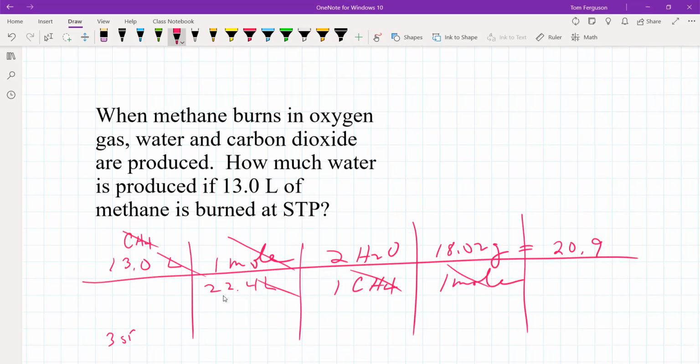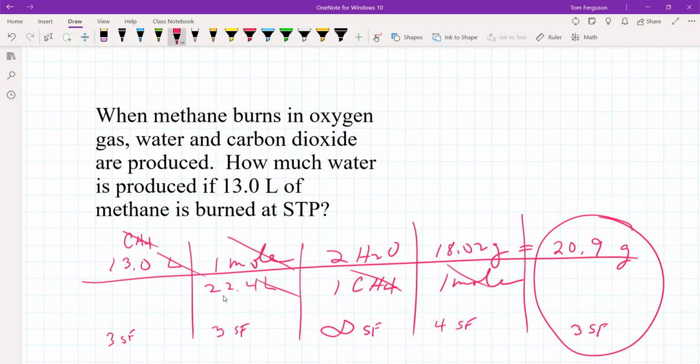So it's going to be 3 sig figs: 3 sig figs, infinite sig figs, 4 sig figs, 3 sig figs. Don't forget there are three main conversion factors we've been using. Avogadro's number, the 6.02 times 10 to the 23rd, 22.4 liters of any gas per mole, and then the molar mass from the periodic table. Those are the three conversion factors. Okay, is everyone okay with this problem?